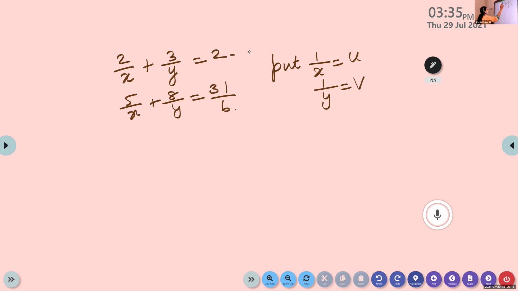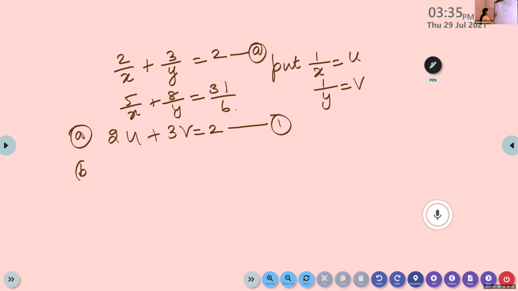So therefore equation A becomes 2u plus 3v is equal to 2. This is equation 1. And equation B will become 5u plus 8v is equal to 31 by 6. This is equation 2. Now you do the same method we have done. When we do this, we will get the values of u and v. Finally, we should write it in terms of x and y.